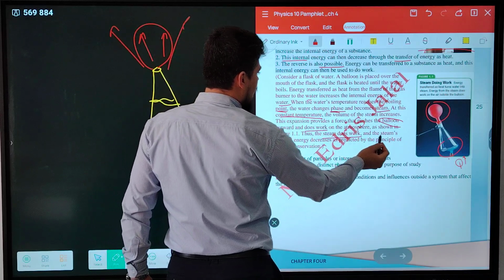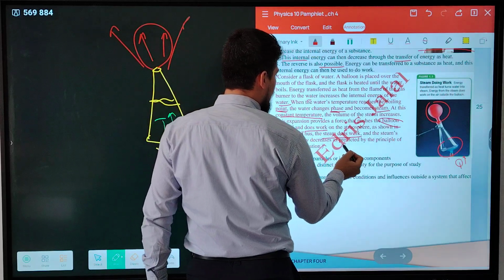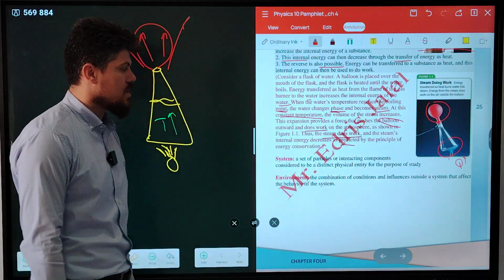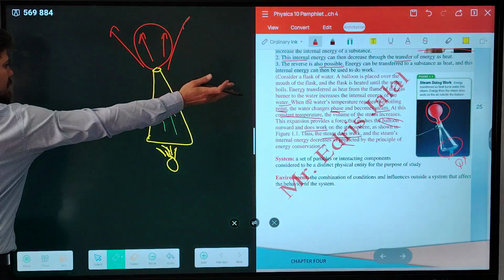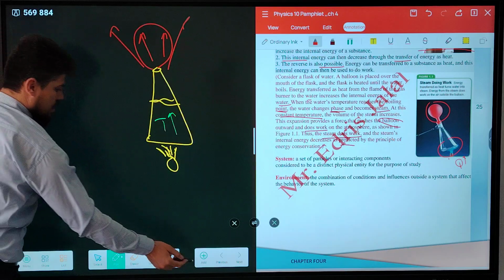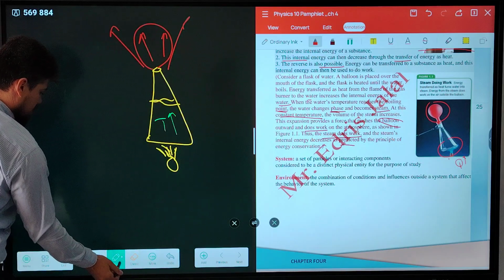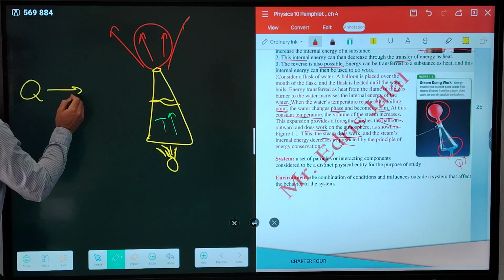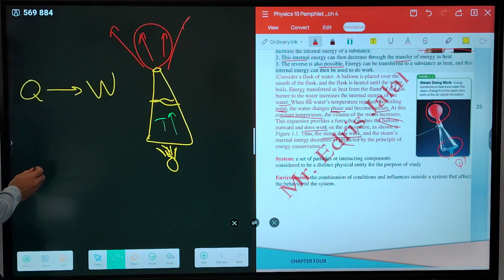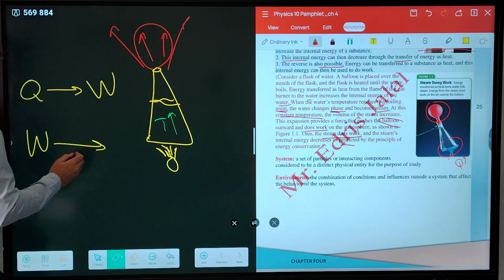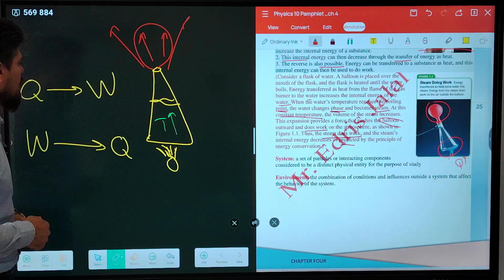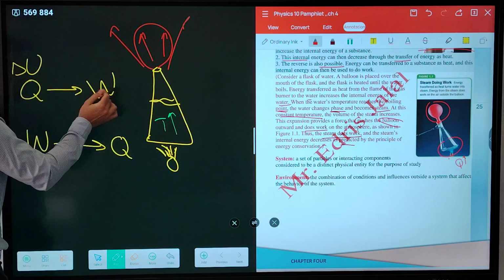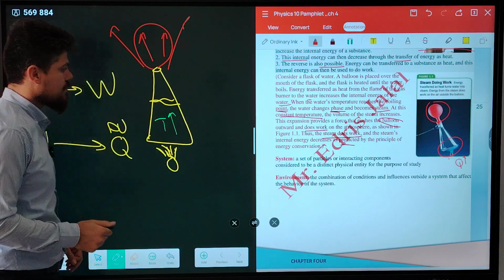The steam does work, and the steam's internal energy decreases as predicted by the principle of energy conservation. Why? Because some of this energy is transferred to do some work. Okay, so in this figure, the amount of internal energy is converted to work, okay? Because both of them are energy. The energy can be transferred from one shape to another. And also the vice versa is true. The work also can cause an increase in thermal energy and internal energy, okay? So internal energy is converted to work, and work is converted to internal energy.